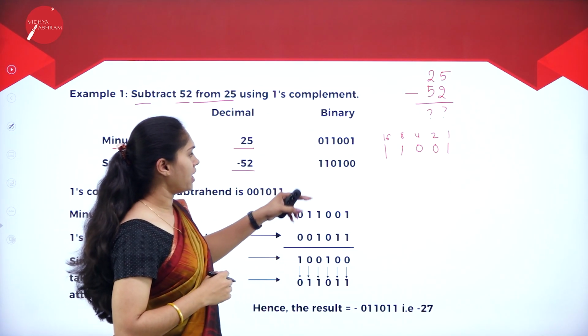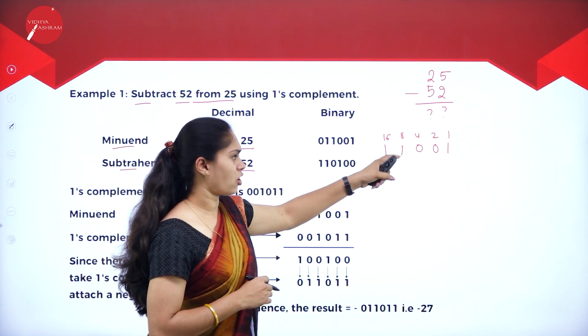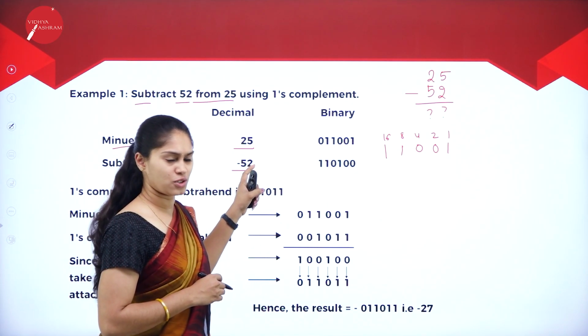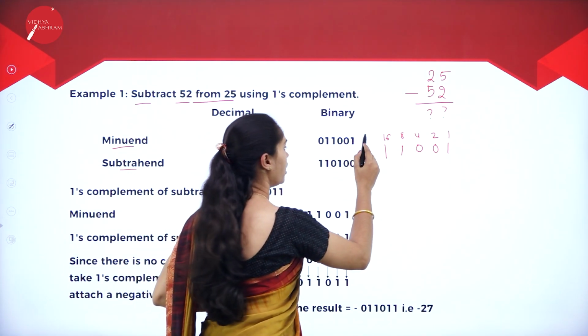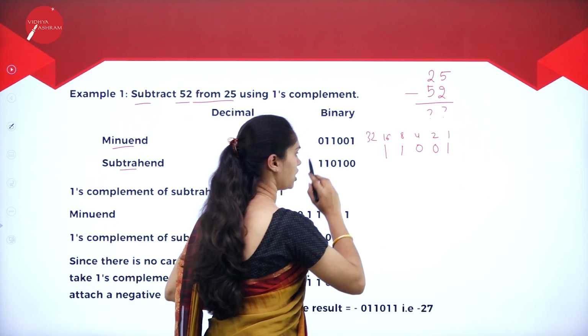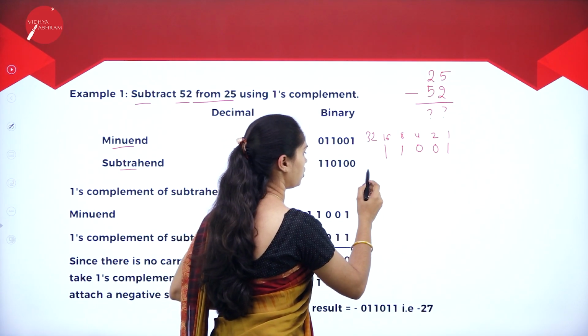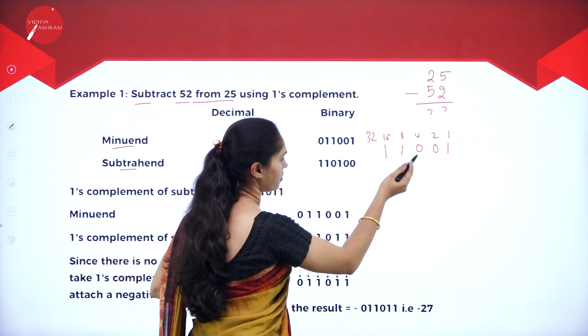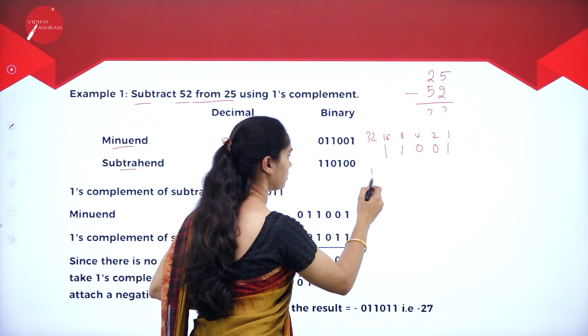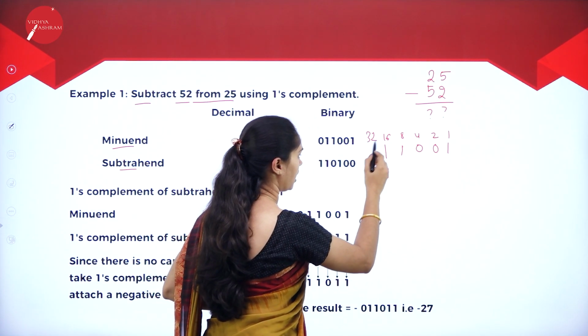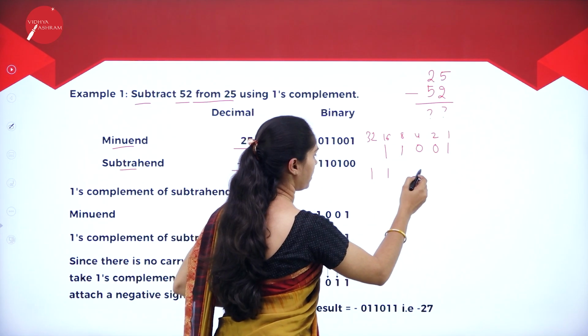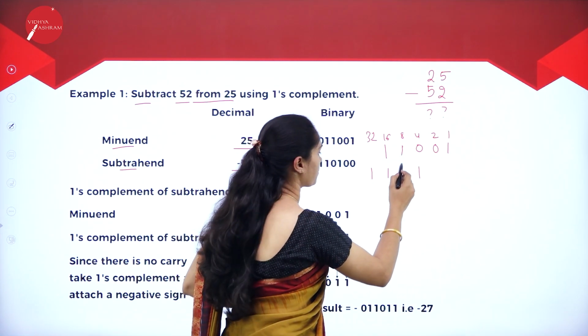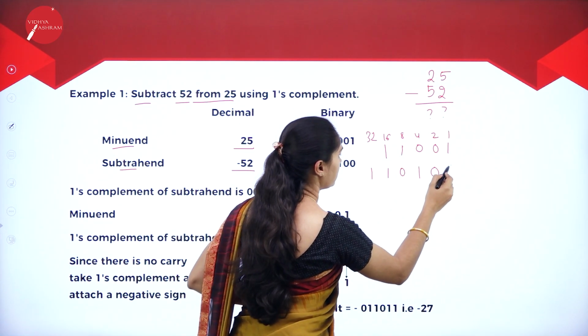But this is not enough for me to find the value of 52, so I have to extend it by the next value, 32. For 52, by adding 32 and 16 it becomes 48, and 48 plus 4 is 52. Okay, so the remaining value will be 0.